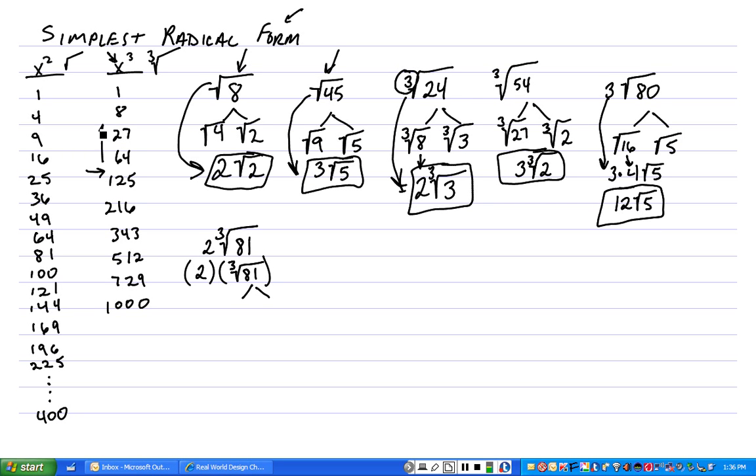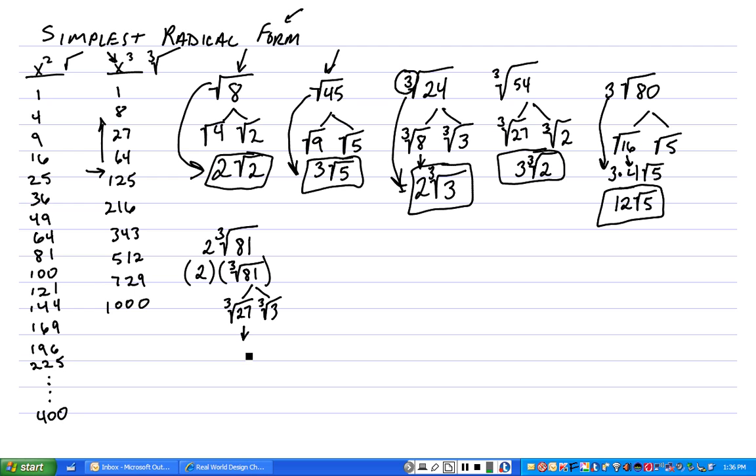So I'm checking these going this way. 64 doesn't go into 81. What about 27? 27 goes into 81. What is that? 3 times. So the cube root of 27 times the cube root of 3. 27 times 3 would give me 81. So cube root of 27 times the cube root of 3 would give me a cube root of 81.